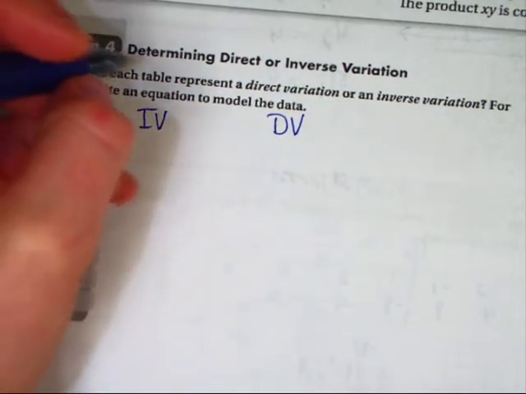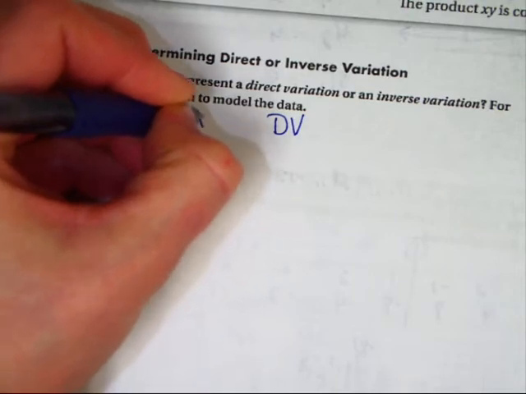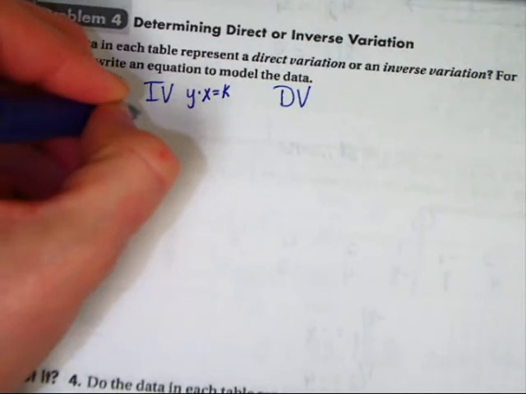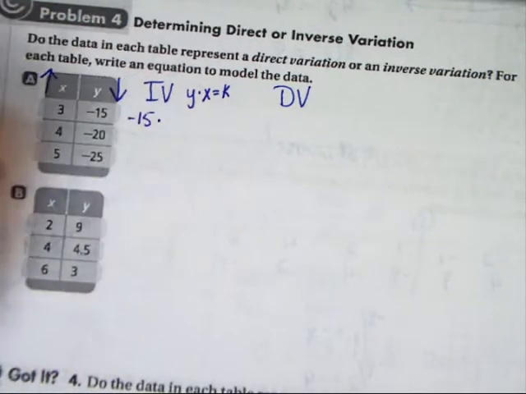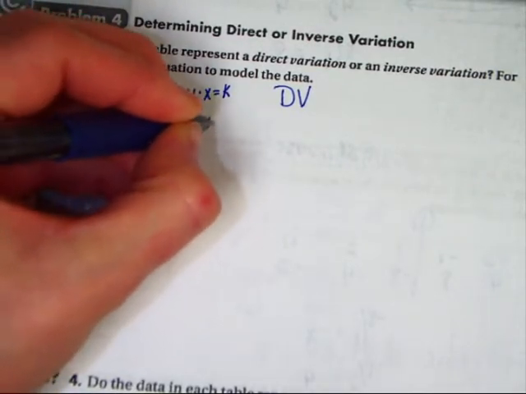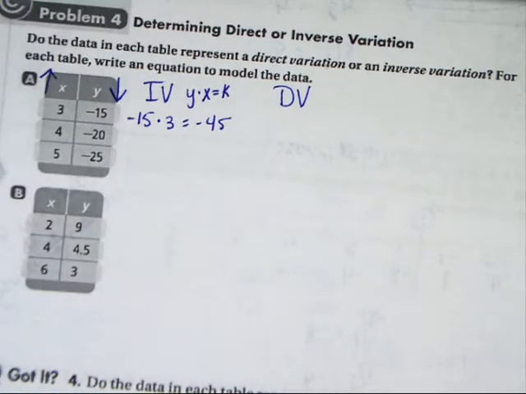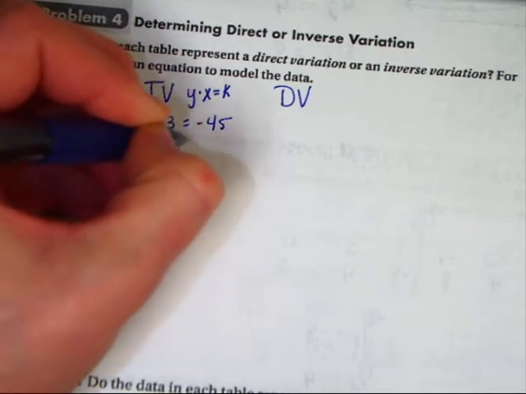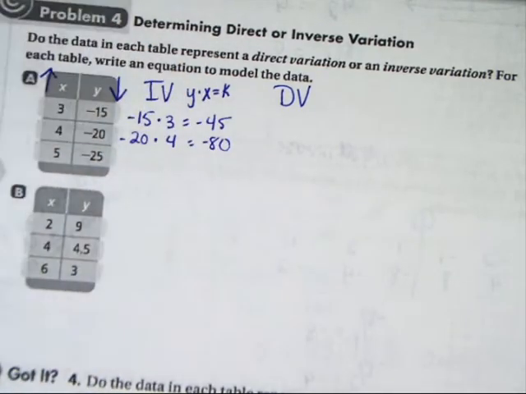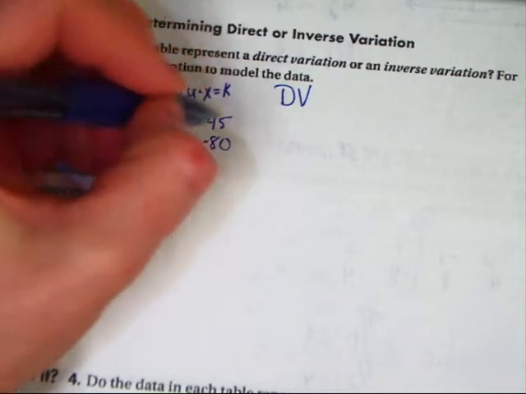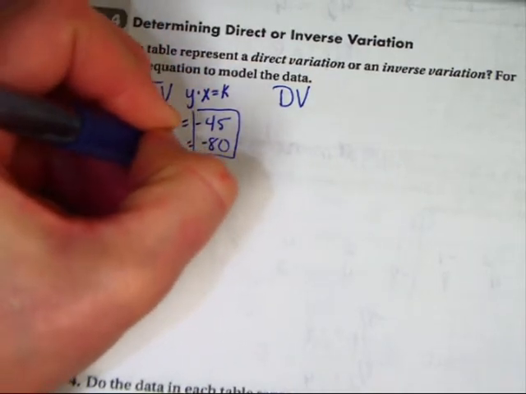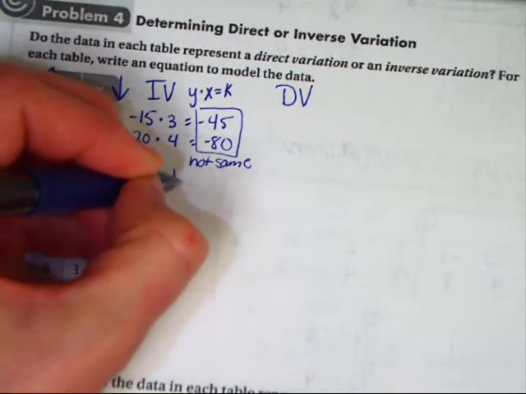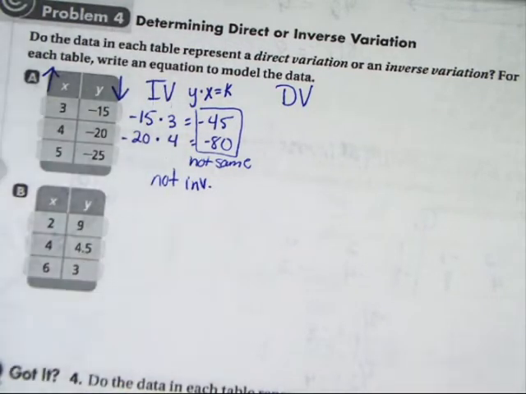Alright, to check for inverse, we do y times x, and we try to get a k value. You ready? So we'll do negative 15 times 3 and get negative 45. Now move on. We'll do negative 20 times 4 and we get negative 80. Can you see how they're not the same? I don't need to do any more. This is not an inverse problem.